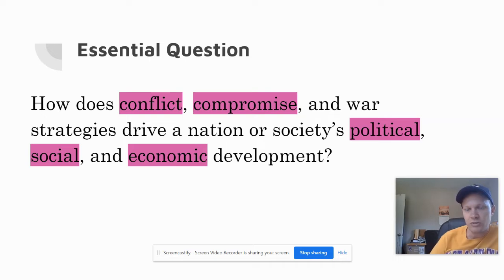So I encourage you to pause this video right now and go figure out what those highlighted words mean real quick. Then we can come back and define these words with a synonym or a short definition. And that should help you understand the question a little bit better.